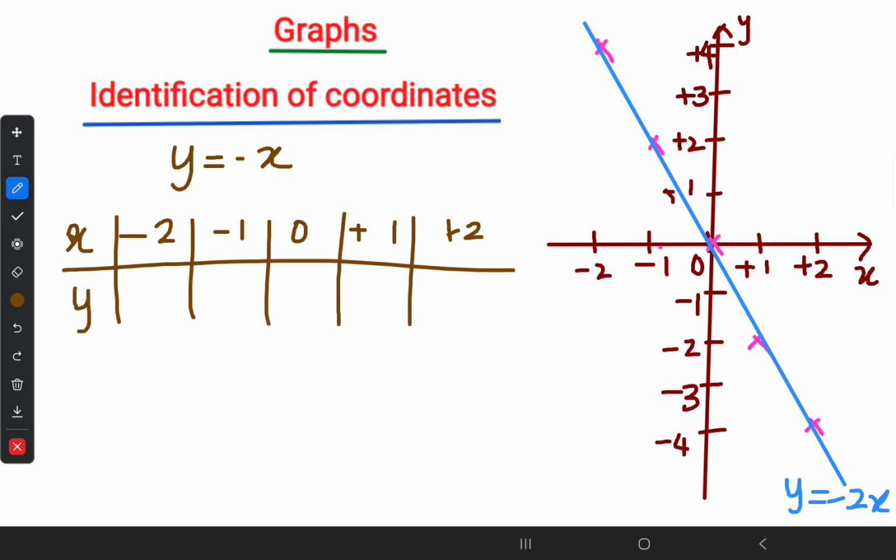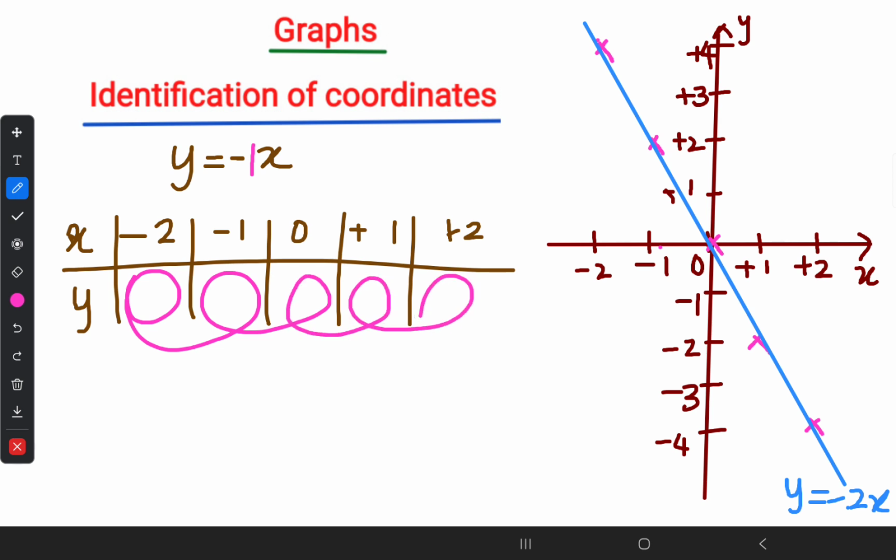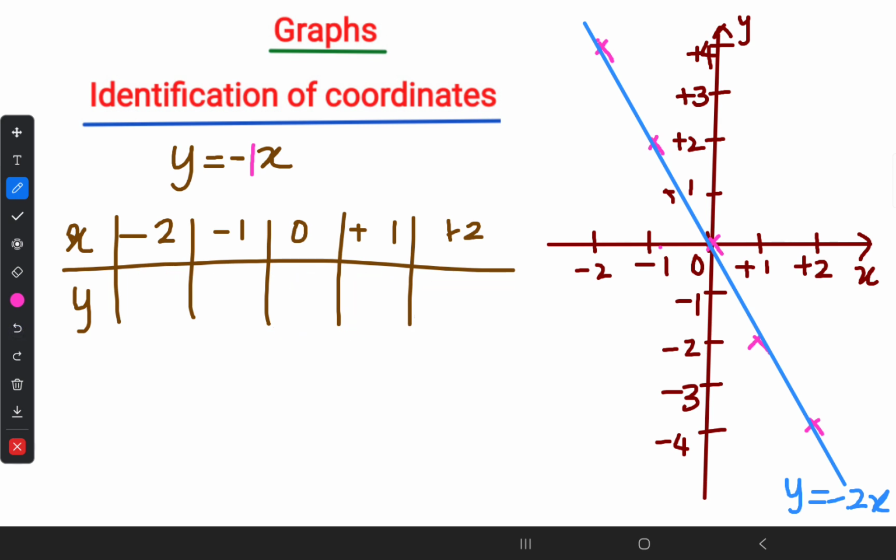What is the value? y is -x. That means the coefficient would be -1. Okay, -x means -1x. You have to keep it as -1x. Then identify the y coordinates and write both x and y coordinates here inside the brackets, and in the same Cartesian coordinate plane, no need to plan another graph. In the same graph, you have to mark the corresponding coordinates and draw one more graph.